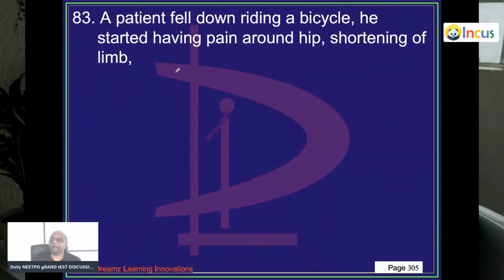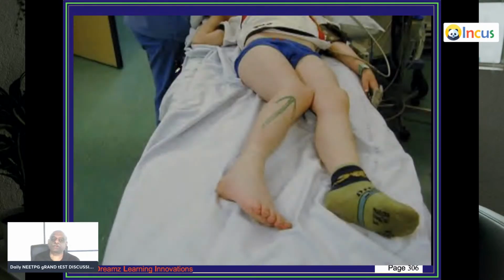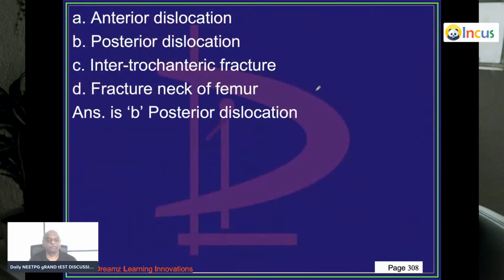A patient fell while riding a bicycle, started having pain, shortening of the limb is there. What is this? Flexion, adduction, internal rotation posture dislocation.